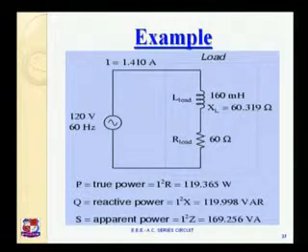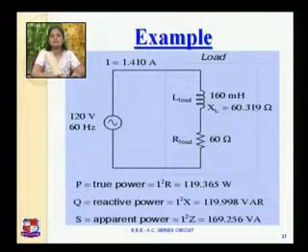Now reactive power. For reactive power you have to find the reactance. Reactance is already given in the data. So it is equal to I square into X. So it is 60.319 into I square. So your answer is 119.998 VAR. This is your reactive power.